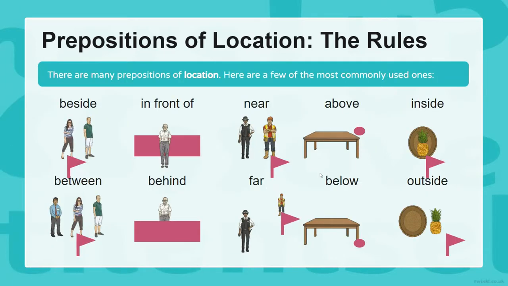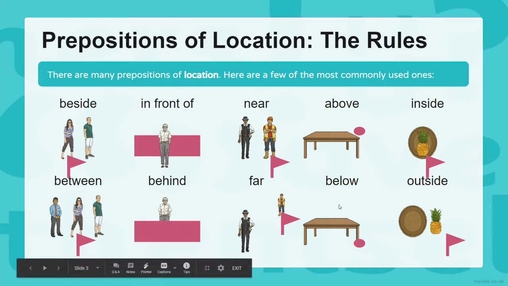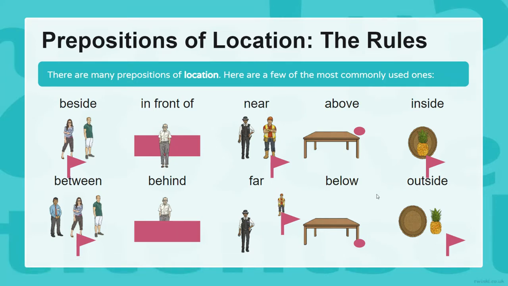We also have many prepositions of location. Here are a few of the most commonly used words: beside, in front, near, above, inside, between, behind, far, below, and outside. I'd like you all to pause this video, and as quick as you can, I'd like you to write one sentence containing each of the 10 prepositions you have here. Pause this video now.